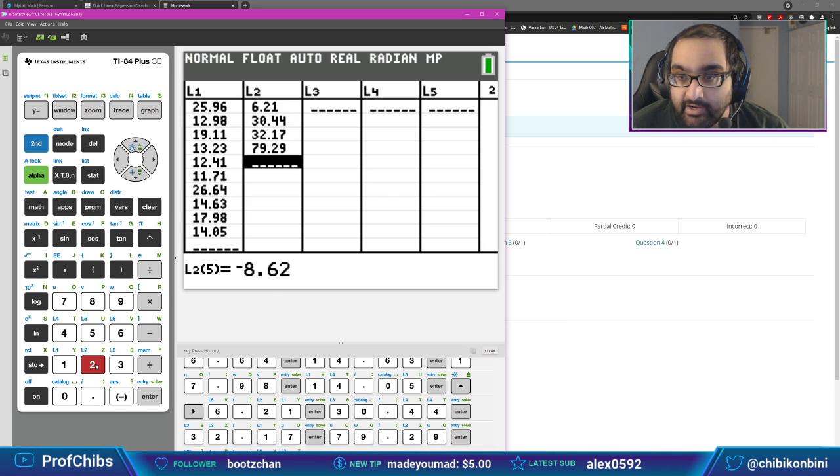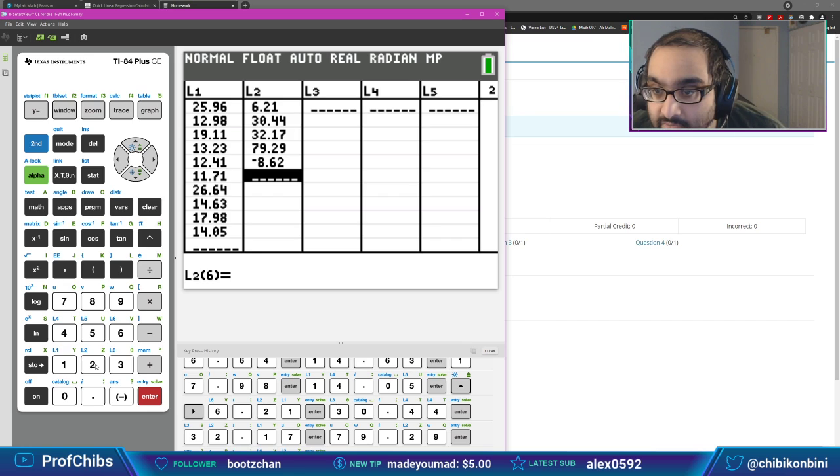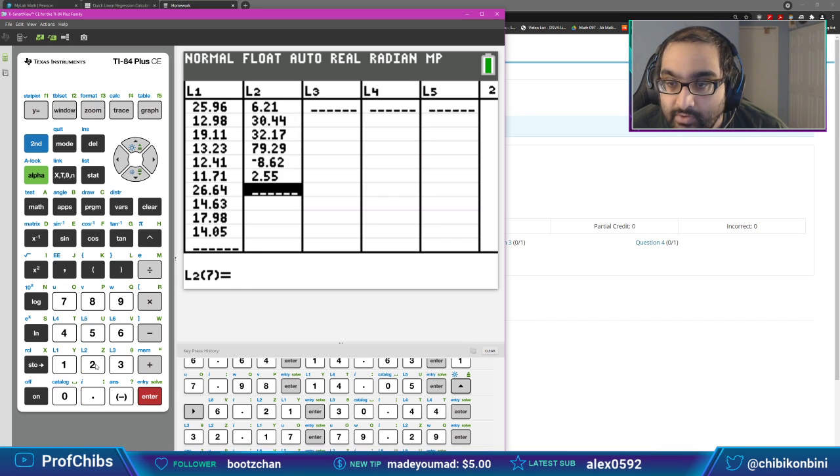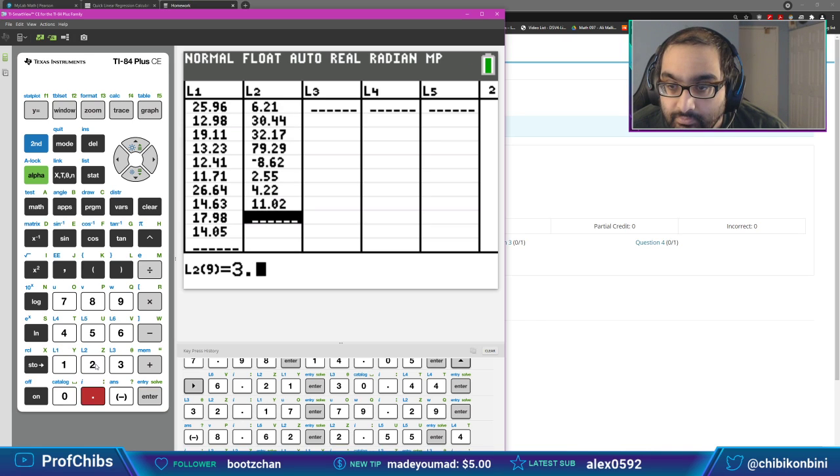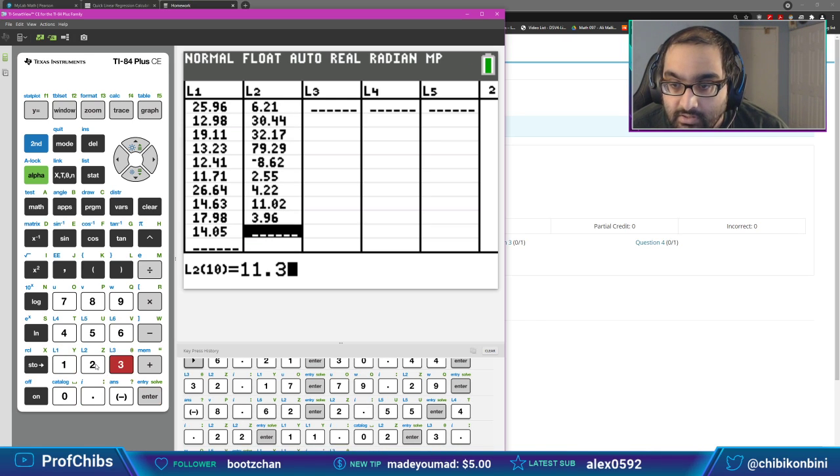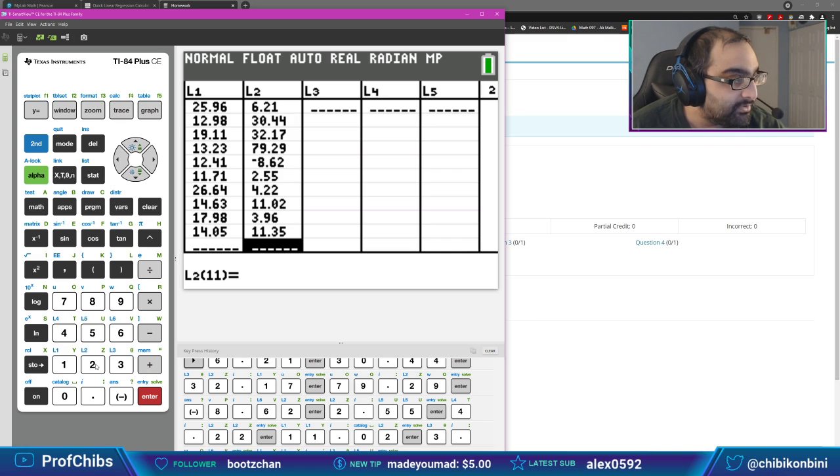Remember to put that negative key in. Not the minus key, but the negative key. Don't forget about that. Have to use that negative key. 2.55, 4.2, 0.96. Okay. We have all those.